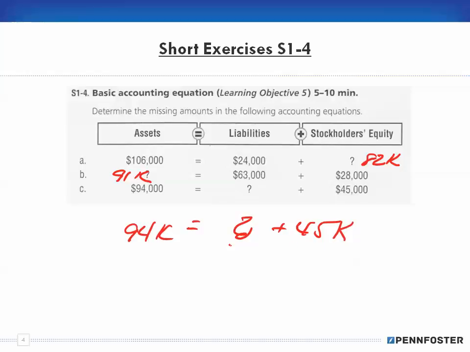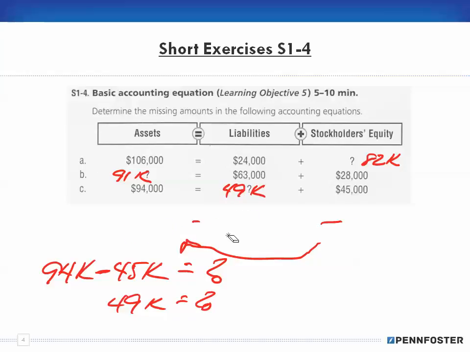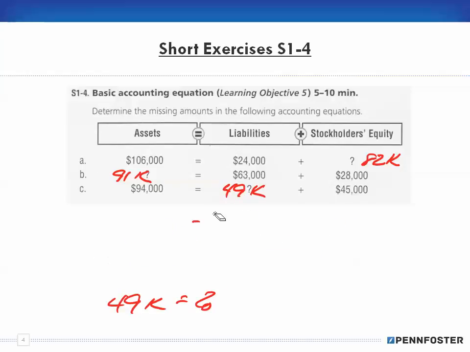Again, we want to isolate the unknown variable, and to do that, we move everything across the equal sign. So positive 45 becomes a minus 45, and that ends up being 49,000. So this is 49,000. That's all there is to short exercise 1-4.